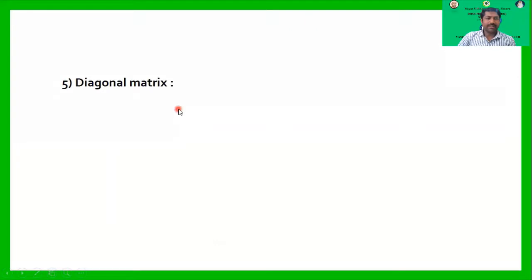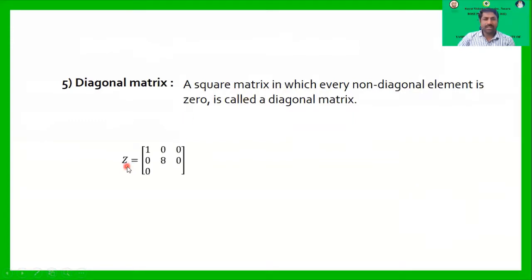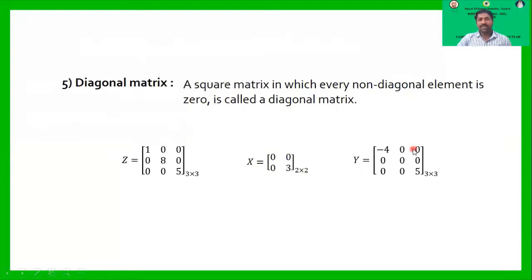Now, diagonal matrix. A square matrix in which every non-diagonal element is 0 is called a diagonal matrix. The matrix must be a square matrix and all its non-diagonal elements must be 0, then it is called a diagonal matrix. So Z is a diagonal matrix because all its non-diagonal elements are 0. X is also a diagonal matrix. All its non-diagonal elements are 0. Some of the diagonal elements may be 0. So Y is again a diagonal matrix because all its non-diagonal elements are 0.